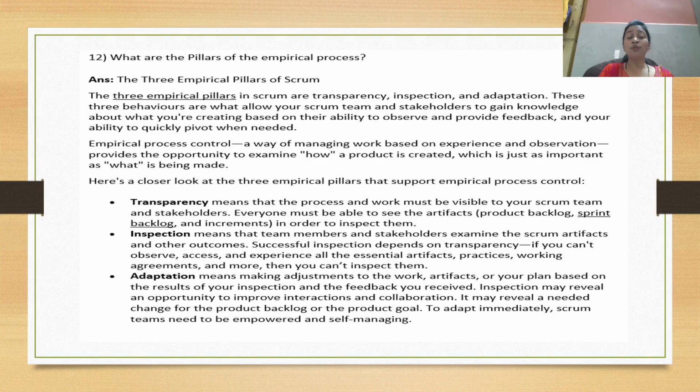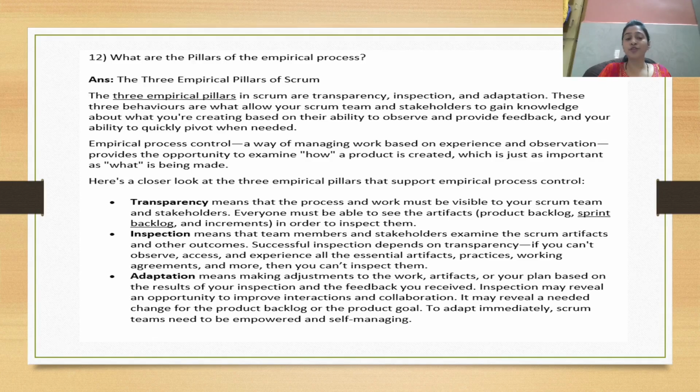So what product they are developing, they are aware of, but how the product is being created, we are going to show them with the transparency level, so that they can inspect that and give us the feedback, and we can adopt some new things, also goals, into the product backlog. Okay, a closer look at these three pillars. Transparency means the process and work must be visible to your Scrum team as well as the stakeholders. Everyone must be able to see the artifacts: the product backlog, sprint backlog, and the increments, in order to inspect them.